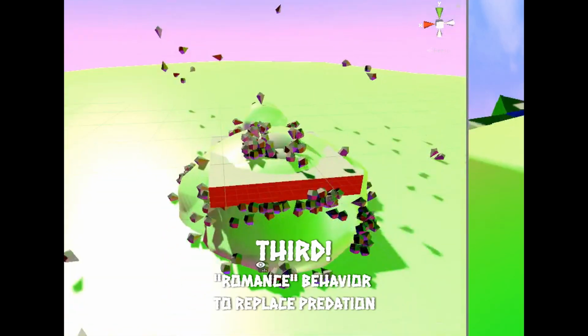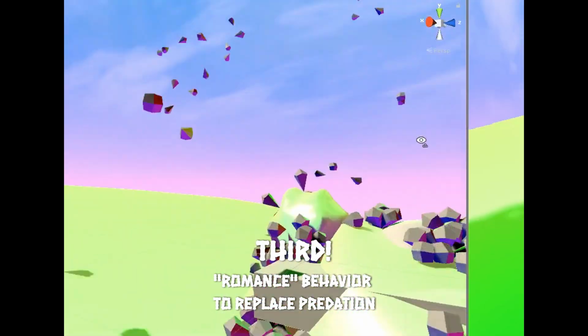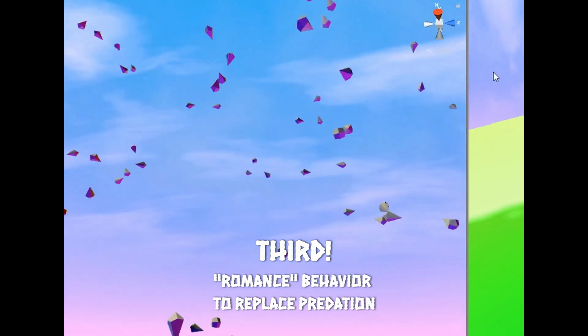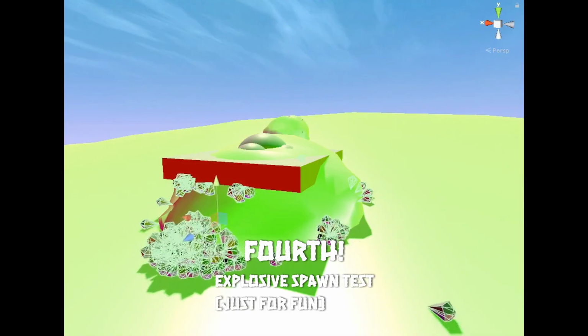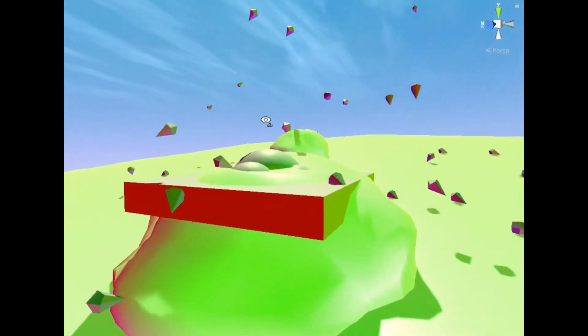Romance. It is my goal to replace predation behaviors with romance. There is a common resource, the prime resource, and it is infinite. So, competition is not essential. Now let's go ahead and test this. I like this part.